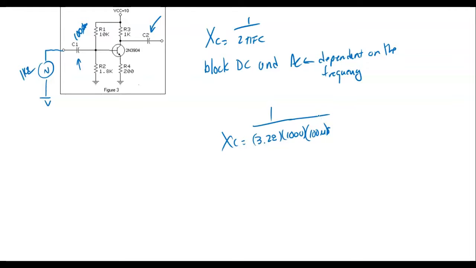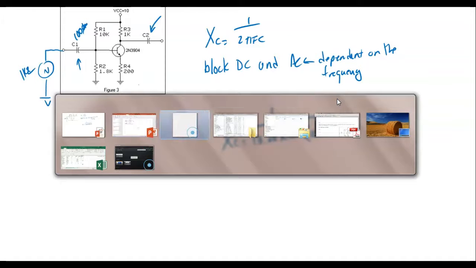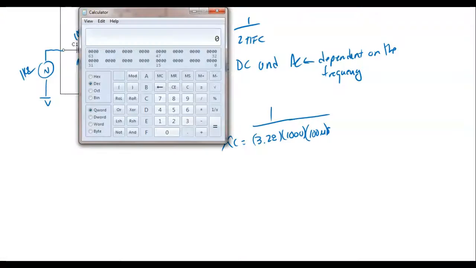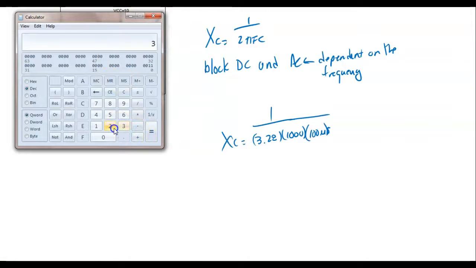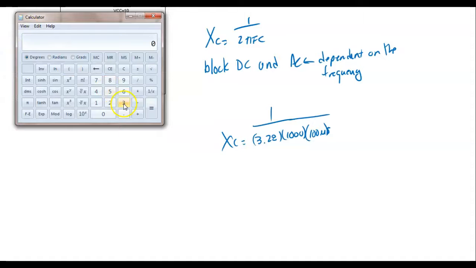We leave off the farads, right? So if I calculate that, I'll do the math for you just to get a feel. This is the 3.28 times 1,000 times 100 times 10 to the minus 6. Then we take the reciprocal of that. And that would only have about 3 ohms worth of reactance.